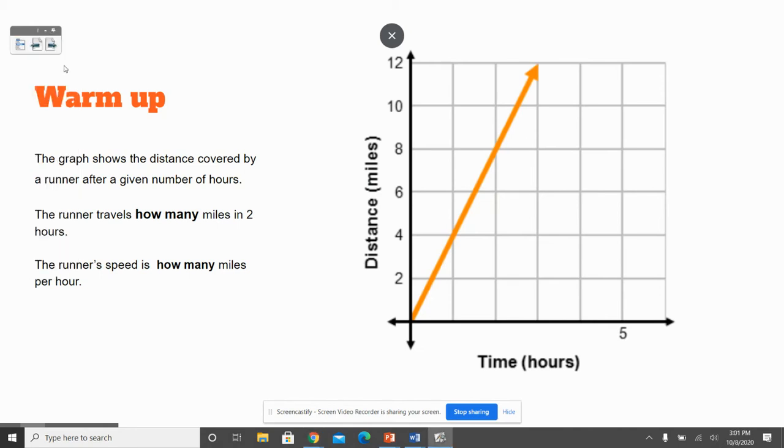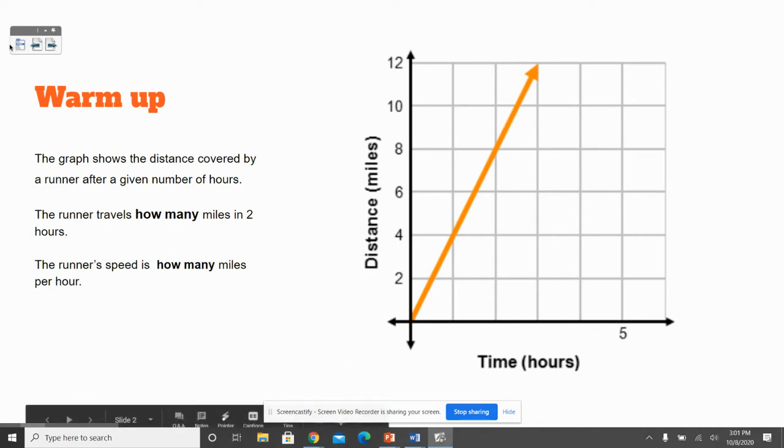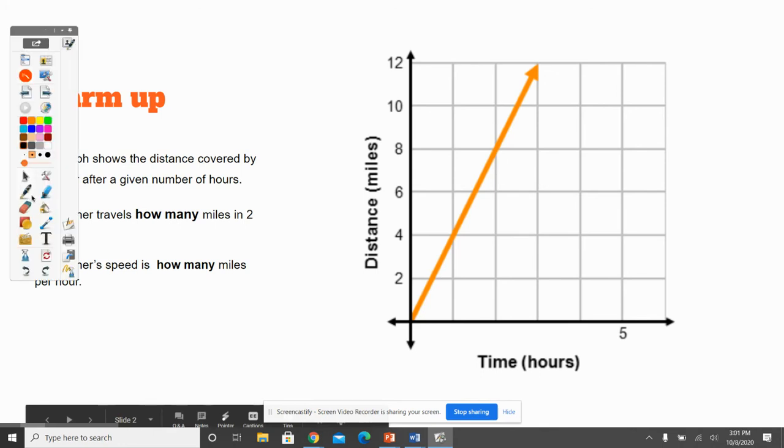Okay, so this graph is showing us a runner's distance by number of hours. How many miles does he go in 2 hours? So we're going to look at this graph here, and it's going by ones. And in 2 hours, which would be right here, it tells us that he goes 8 miles.